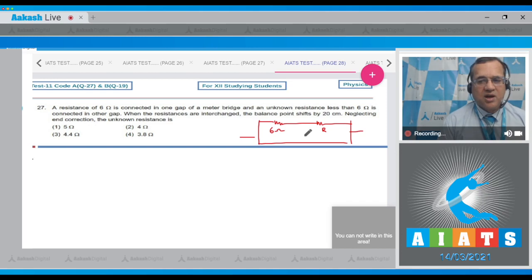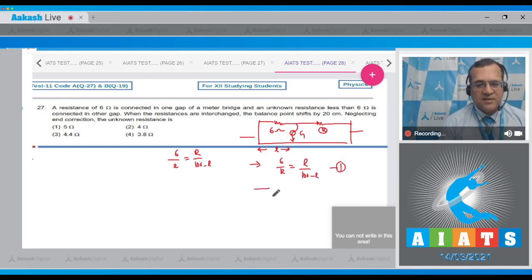Now, under the balance condition, you will get somewhere the balance length as L in the galvanometer, and you know by the balance bridge condition that 6 divided by L should be equal to R divided by 100 minus L. Therefore, 6 by R is equal to L divided by 100 minus L. Now R is the resistance you want to find out. Now what he performs is that these are interchanged, and this is 6 here and R is here.